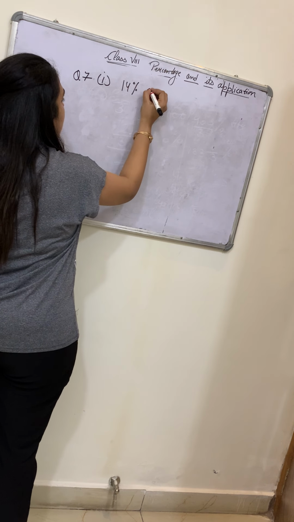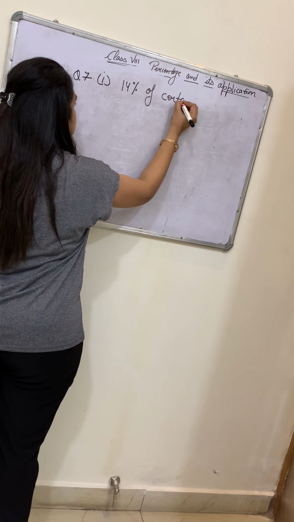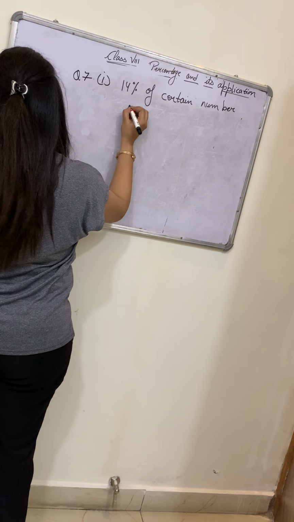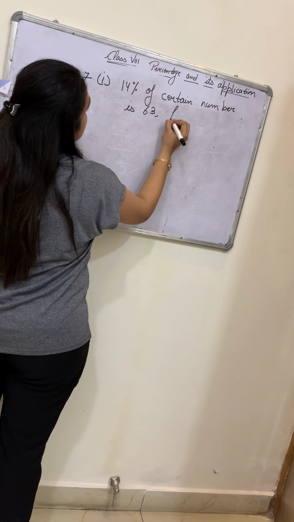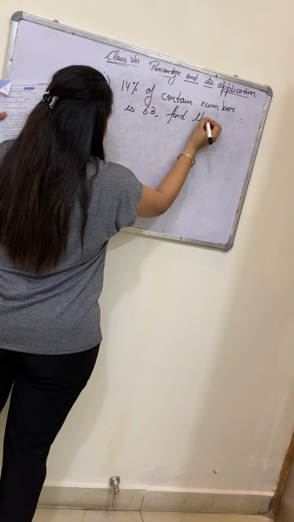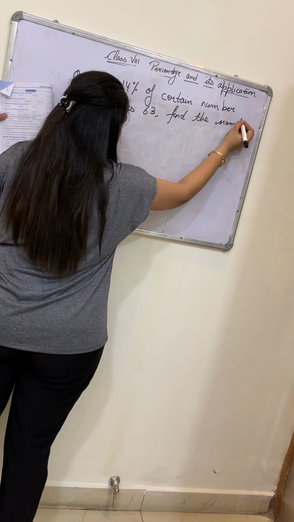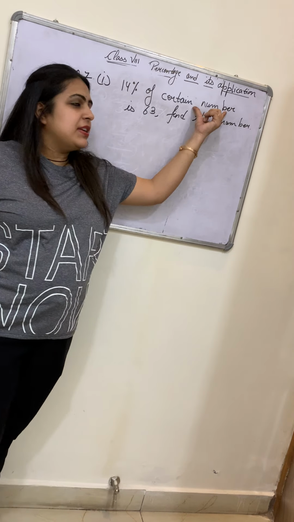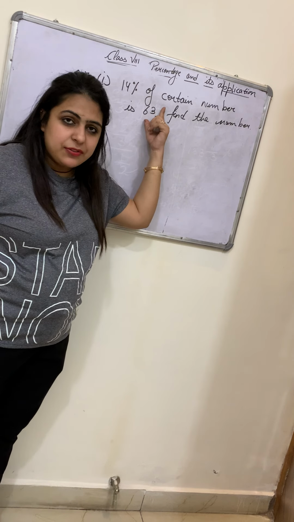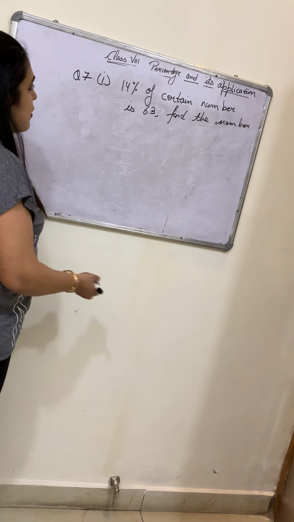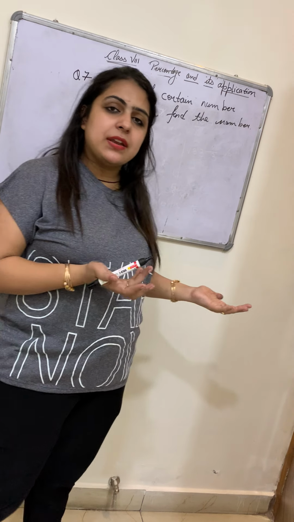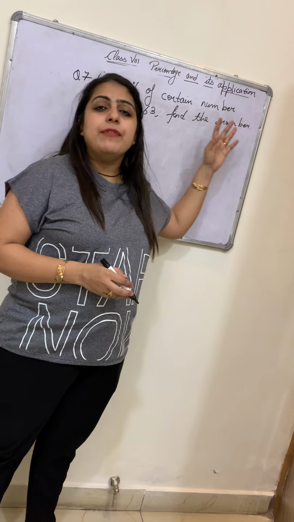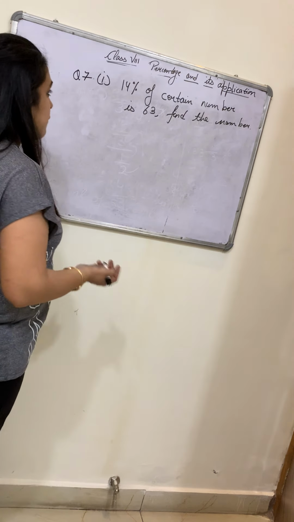14% of a certain number is 63. You have to find the number. कोई सर्टेन नंबर है, उसका 14% कितना है, 63. हमें वो नंबर फाइंड करना है. How we are going to do this? It is 14% of a certain number. Certain number is there. उसका 14% क्या आ रहा है, 63. We have to find that number. We are going to solve it.